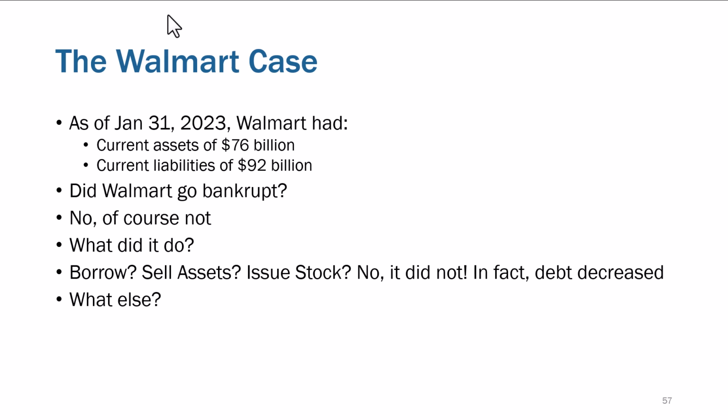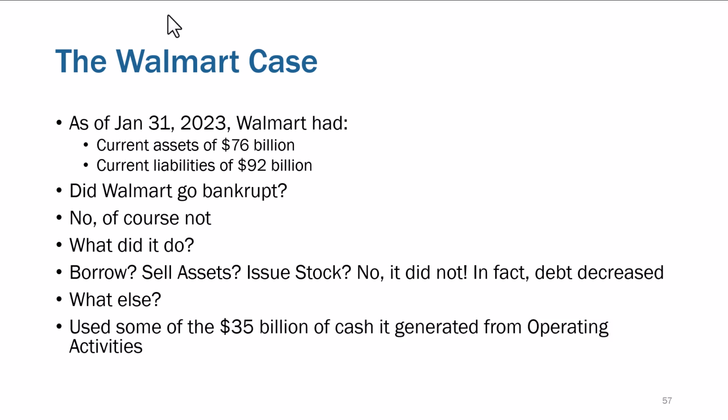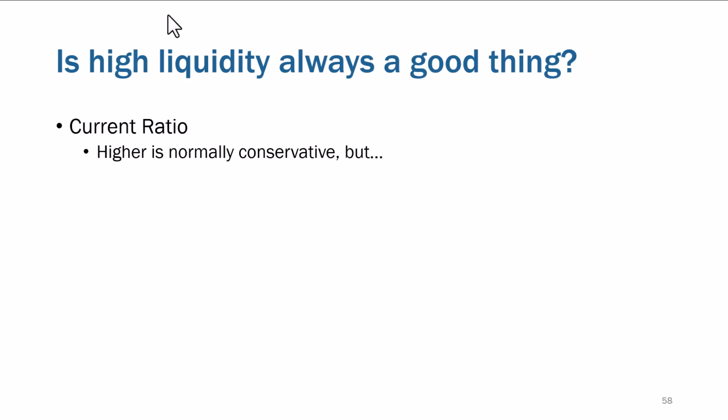And this is the one that gets a lot of people, all right, that they don't fully know what else can happen. Well, what they did is they generated a lot of cash from their operations. So over that next year, they generated $35 billion of cash from operating activities, and it used that cash combined with its current assets to help pay off its current liabilities. So higher current ratio, not always a great thing. Now, if you're a startup company and you don't have cash flows from operating activities, then you got to have a plan in place, right?